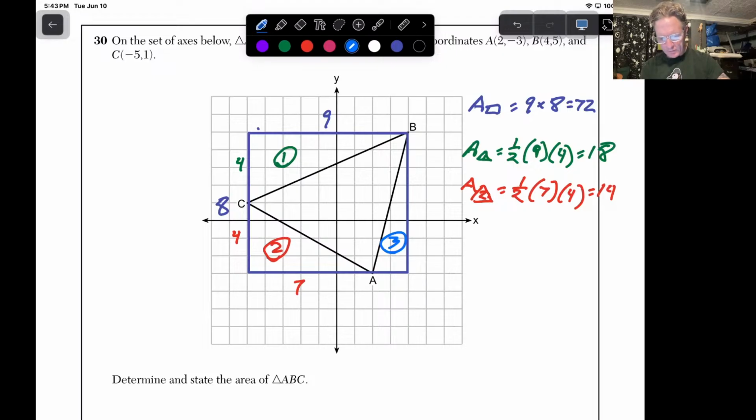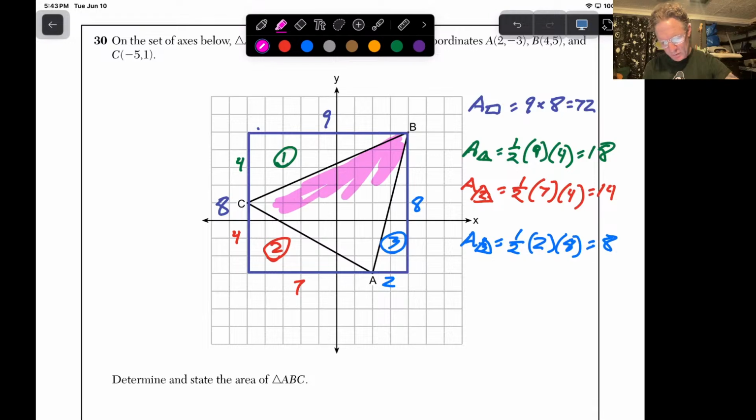Area of triangle 3. This is 2, and this is 8. It's 1/2 of 2 times 8. That's 16 divided by 2, which is 8. And now it's 72 minus 18 minus 8 minus 14. So you're just subtracting these because you really want the area of this shaded region here, right? You want the area of the inside.